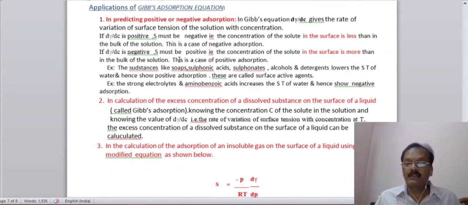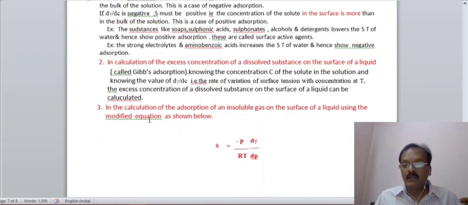Now the second application is in the calculation of excess concentration of a dissolved substance on the surface of a liquid. Knowing the concentration C of the solute in the solution and the value of d gamma upon dc, the rate of variation of the surface tension with concentration at a temperature T, the excess concentration of dissolved substances on the surface of a liquid can be calculated. Now, the third application is in the calculation of adsorption of an insoluble gas on the surface of a liquid using the modified equation as shown below.